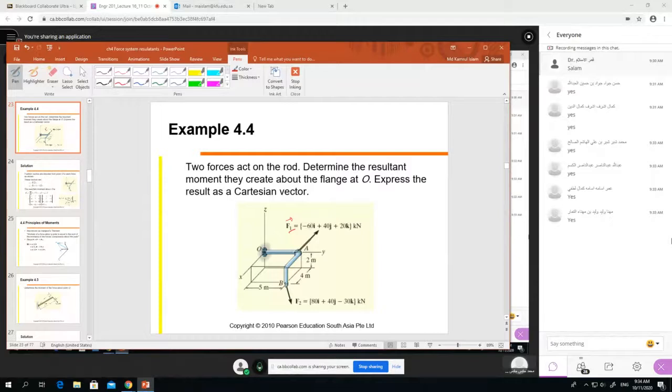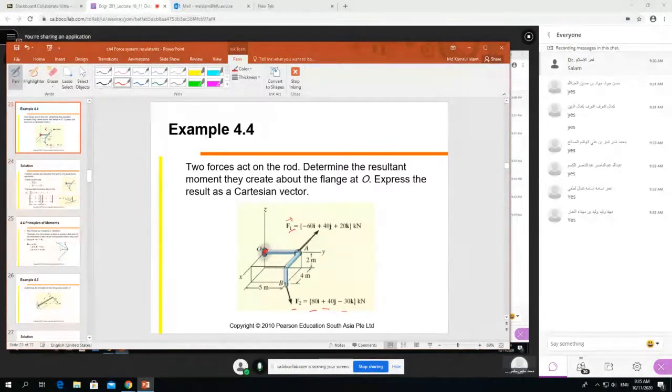This force vector is given, and then another force is given here. Then the question is to express the result as a vector and find the resultant. Determine the resultant moment they create about the flange O. Here is the flange.